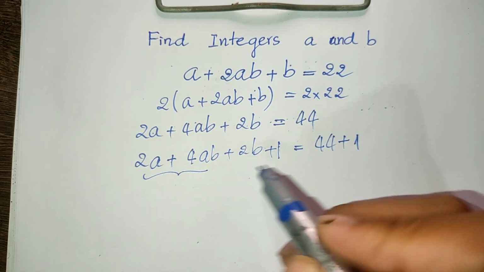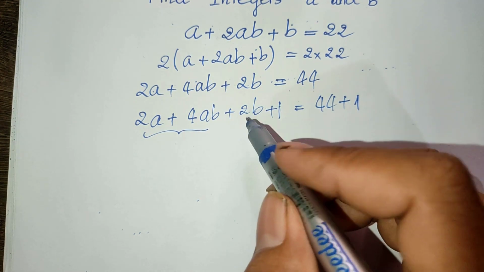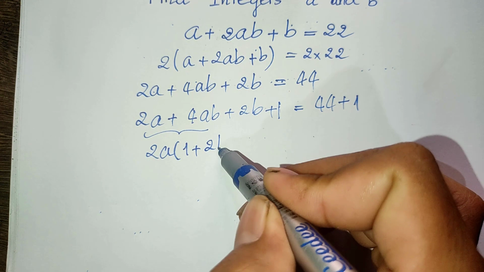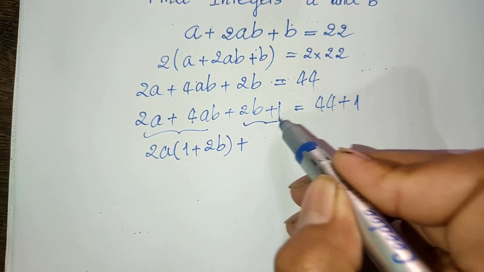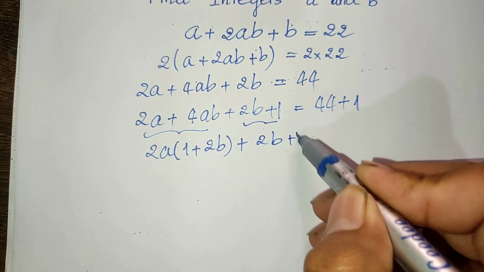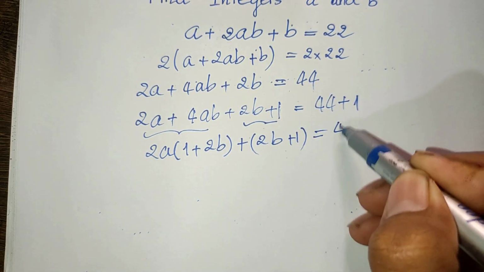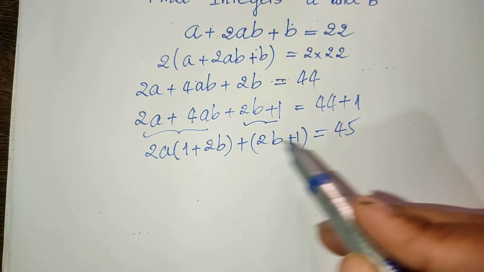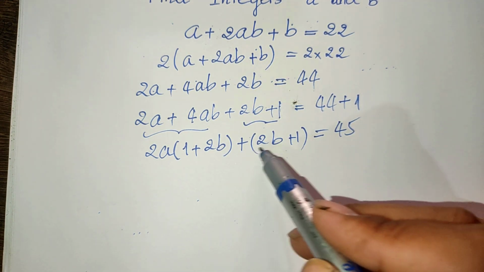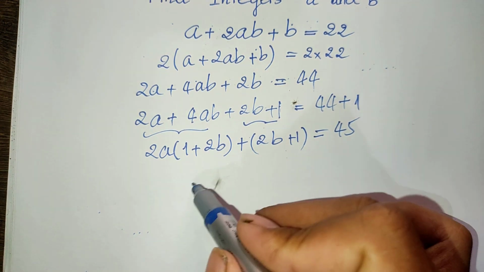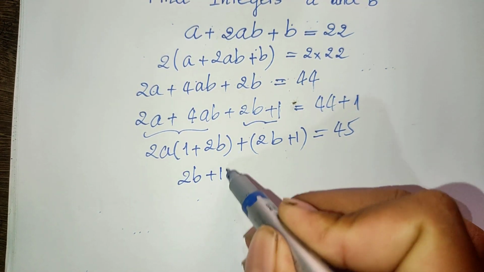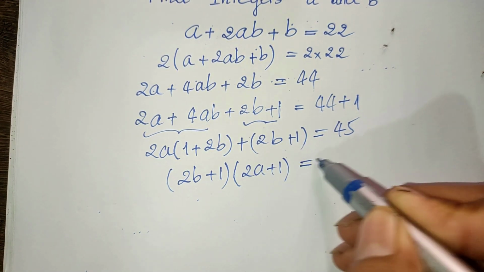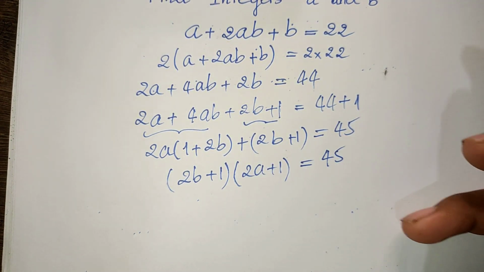And now I take 2a out as a factor. We get 2a multiplied by (1 plus 2b), and plus this 2b plus 1, equal to 45. You see this 1 plus 2b and this 2b plus 1 are the same. So now we take 2b plus 1 out as a factor. We get (2b plus 1) multiplied by (2a plus 1) equal to 45.